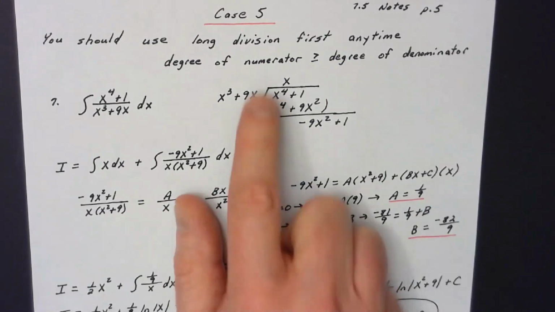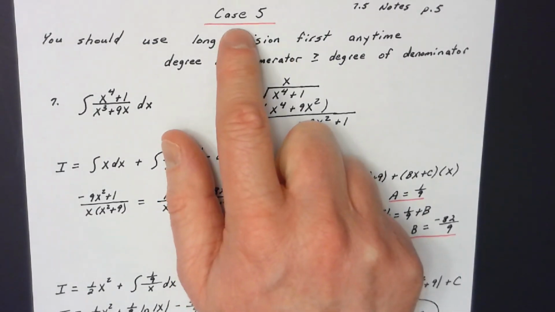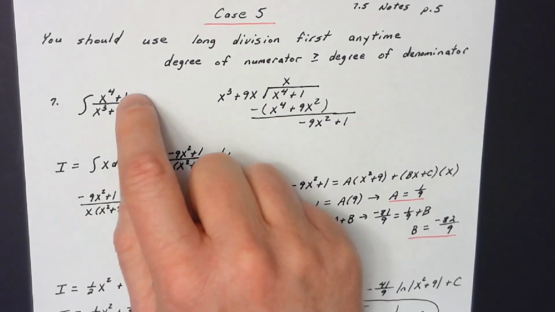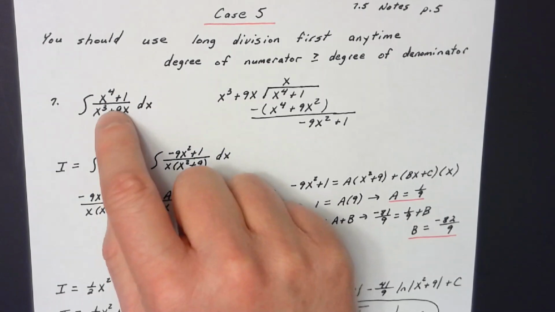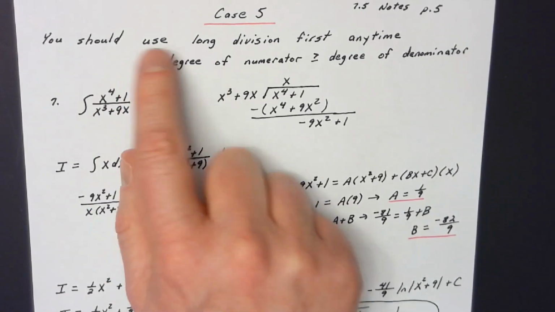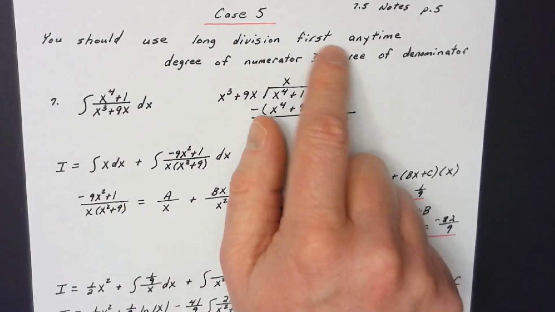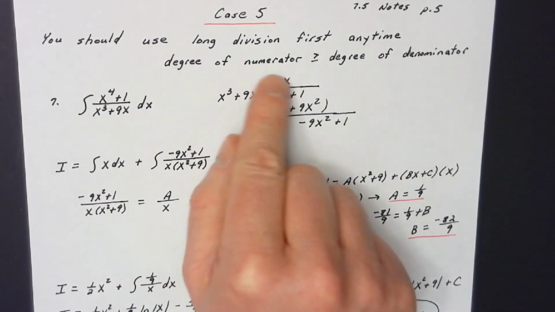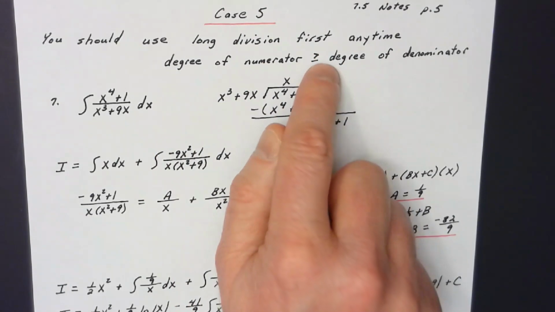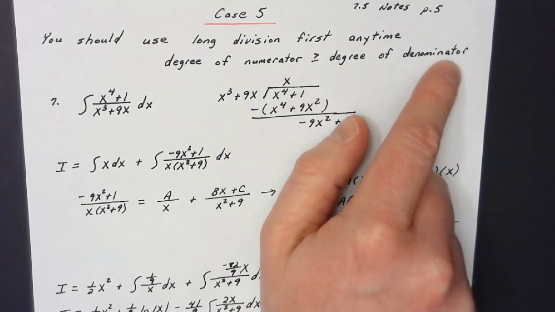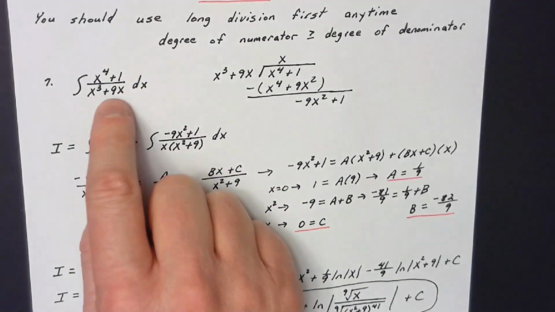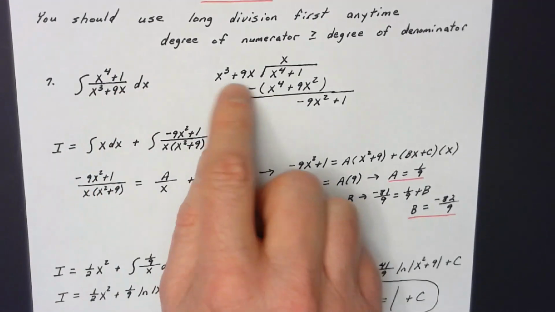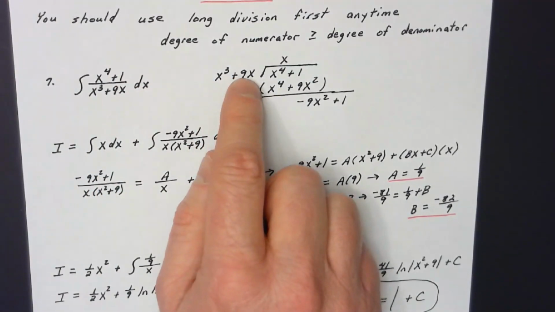So case 5, how are you supposed to recognize case 5? Anytime you look at an integral, if the degree of the numerator is greater than or equal to the denominator, you should use long division first. So that's what I wrote here. You should use long division first anytime the degree of the numerator is greater than or equal to the degree of the denominator. So I'm looking at this problem, x to the 4th plus 1 over x cubed plus 9x. The very first thing I do is long division.